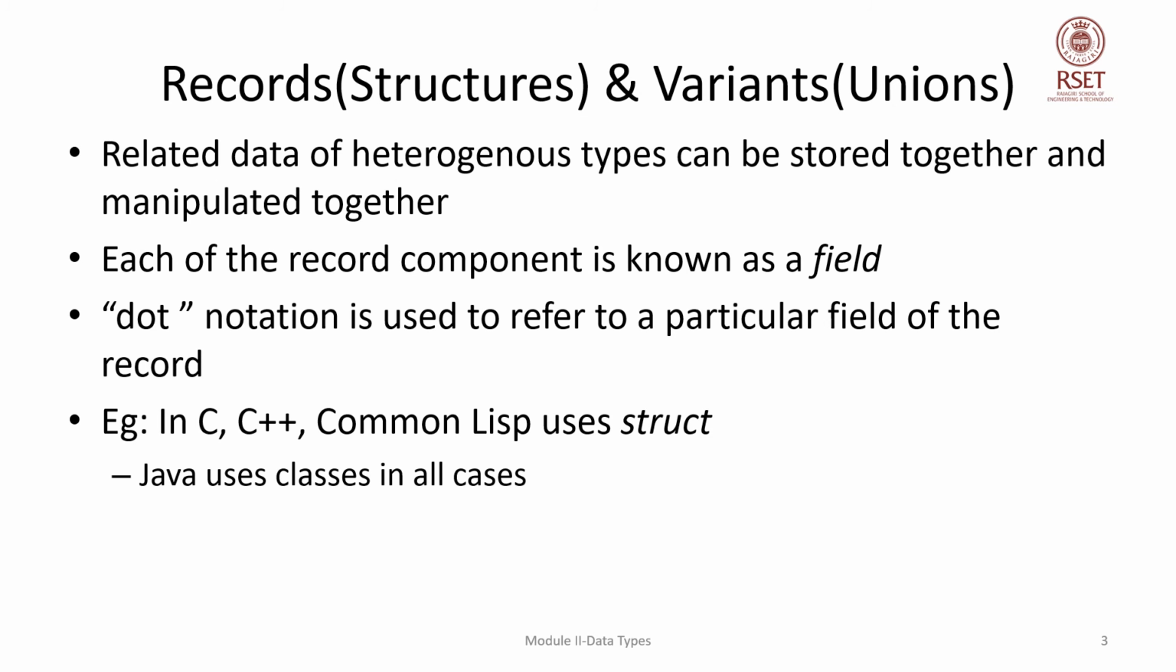Records and variants. Records are popularly called structures, and variants are popularly known by the name unions. In both structure and union, we store data of heterogeneous types into a single unit, and we manipulate individual items using dot notation. So multiple heterogeneous types can be stored as a single unit. It is called a structure in C, C++, and Lisp.